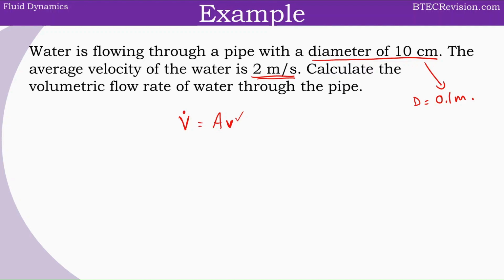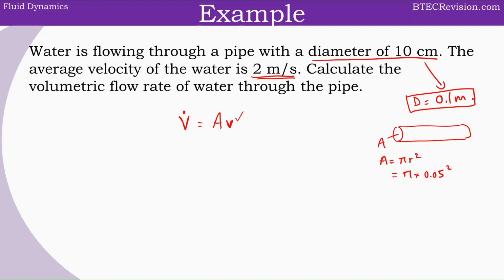And if we're looking at a pipe, normal pipes are cylindrical, and therefore the area we want is the area of a circle. So the area is going to be equal to, if you remember from mathematical techniques, pi r squared. So that's pi times the radius. We know the diameter is 0.1, so the radius is 0.05. And if we square that and multiply by pi, it gives us the area.